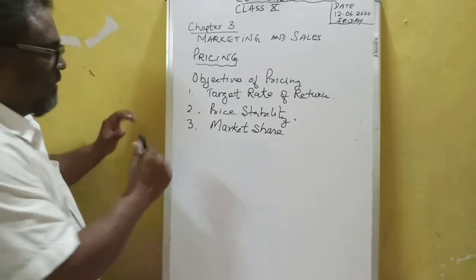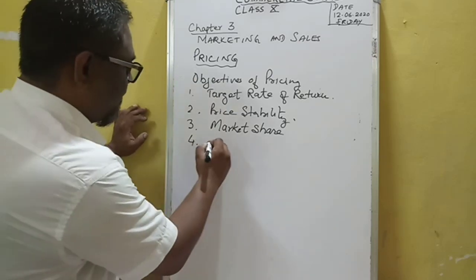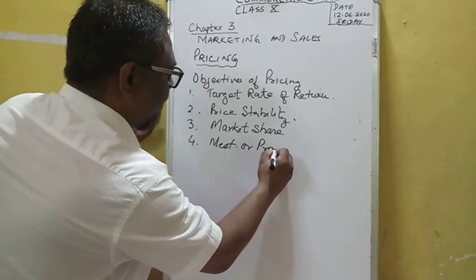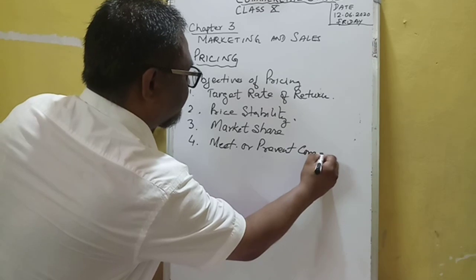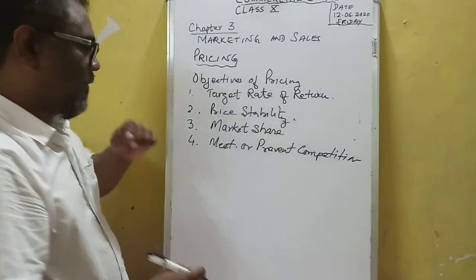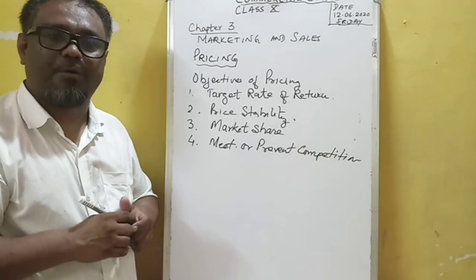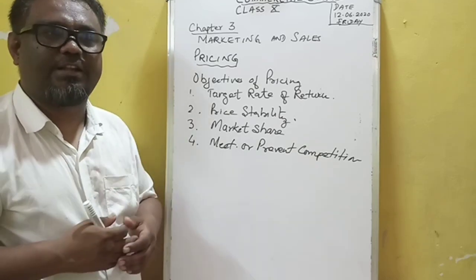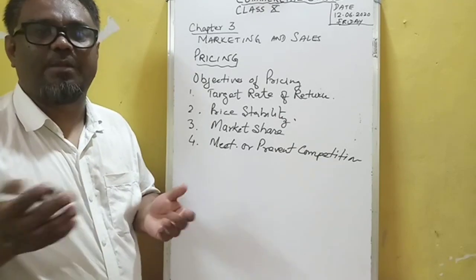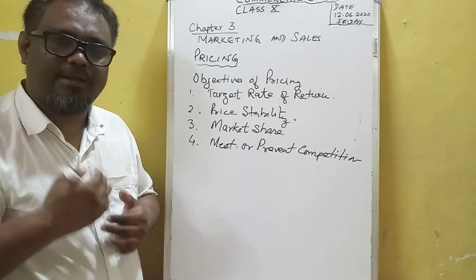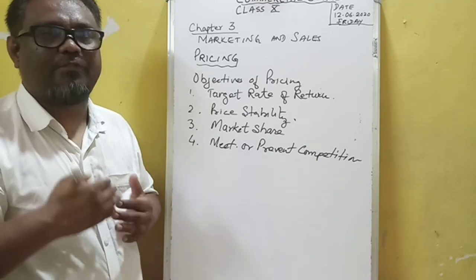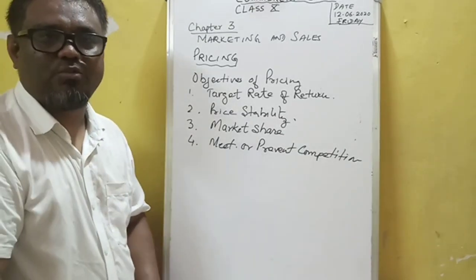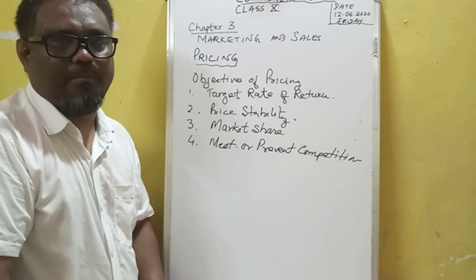After that, meet or prevent competition. There are so many producers in the market producing the same type of product. A businessman has to face and combat different types of challenges from other businessmen. If the price of the manufacturer is very high compared to the competition, he may not be able to challenge the competition, so he will be out of the market. He cannot sell his product in the market.